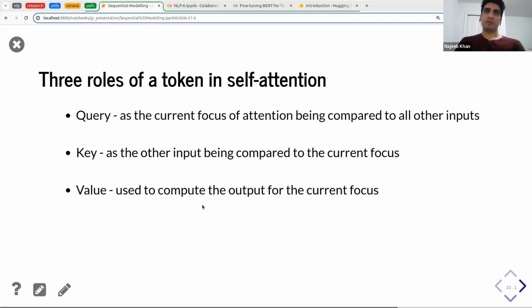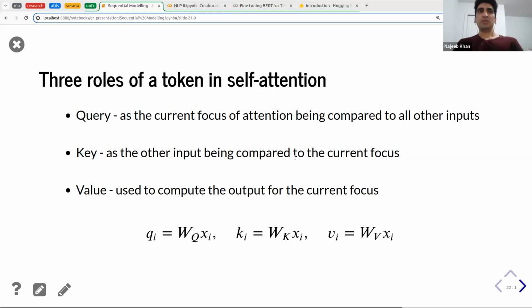The value is the input used when computing the output for the current focus. So how do we take just one token and put it into these three roles? We basically transform it three times. We have a query vector that's computed by taking the token and multiplying it with a query matrix. Similarly, a key vector is computed by multiplying the input token with the key matrix, and so on for the values as well.